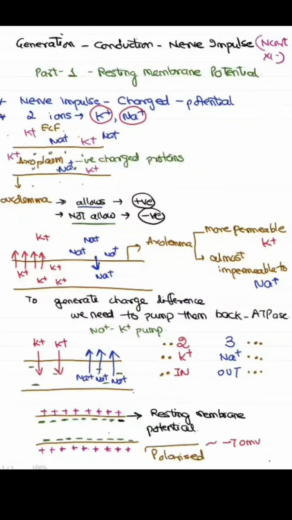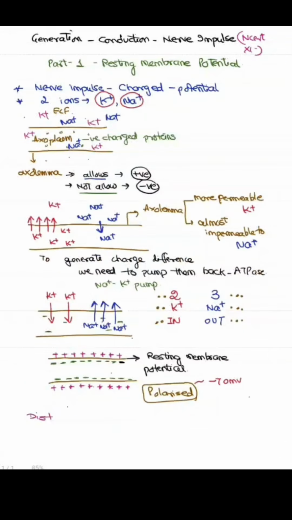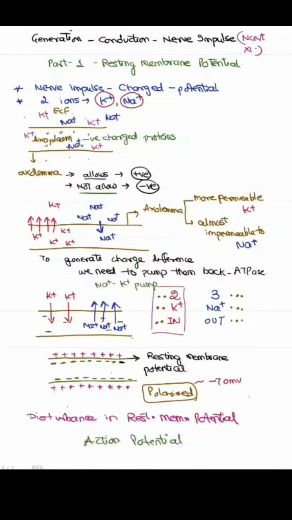This charge difference is called the resting membrane potential, which is nearly minus 70 millivolts. Such a membrane is called a polarized membrane. Any disturbance in the resting membrane potential is called the action potential. We'll continue with the action potential in our part 2.